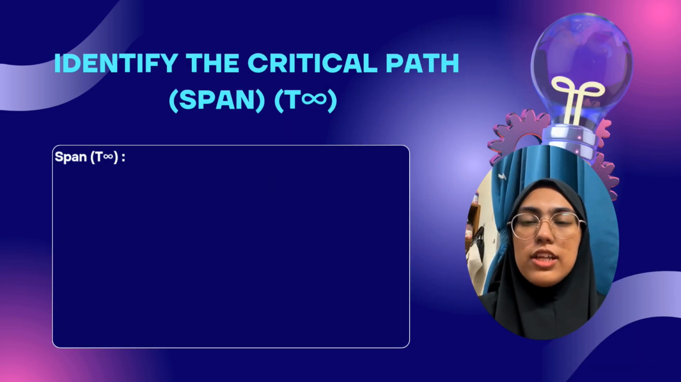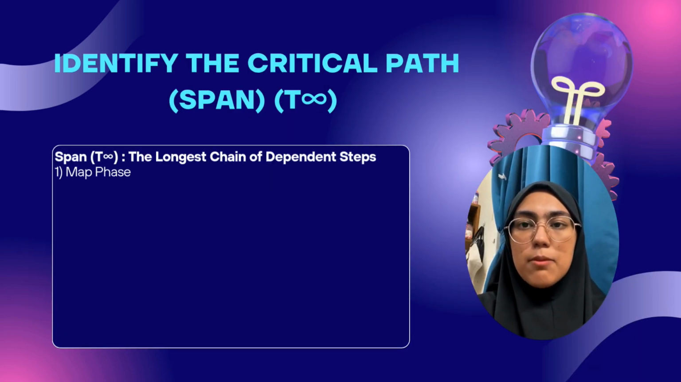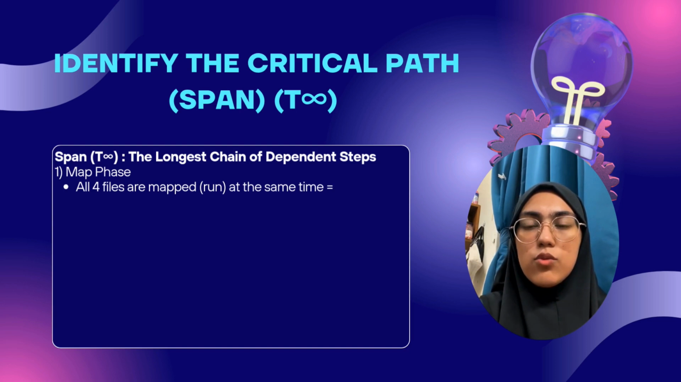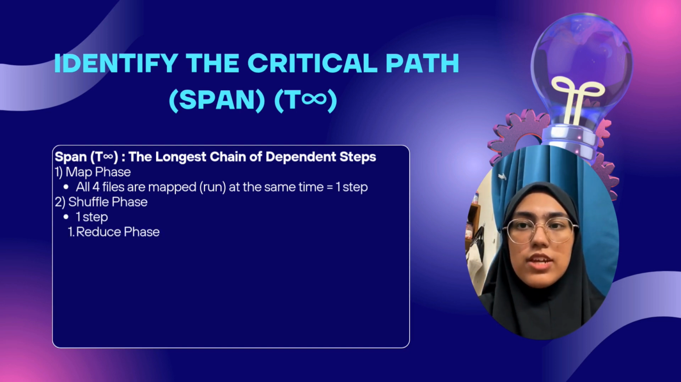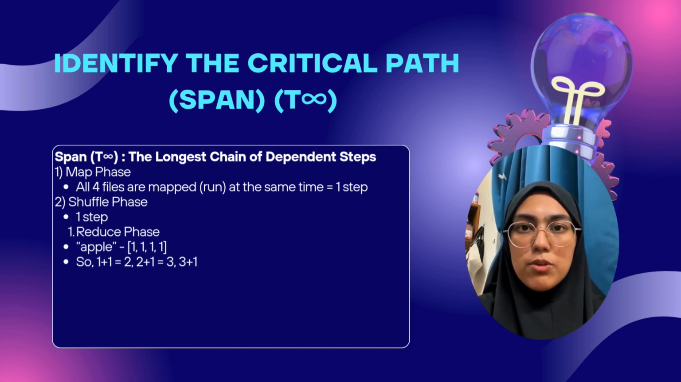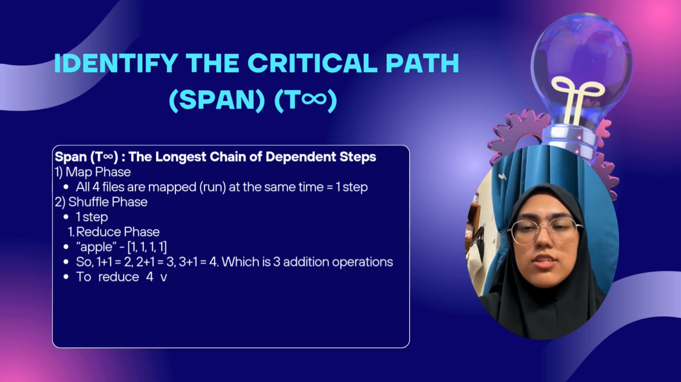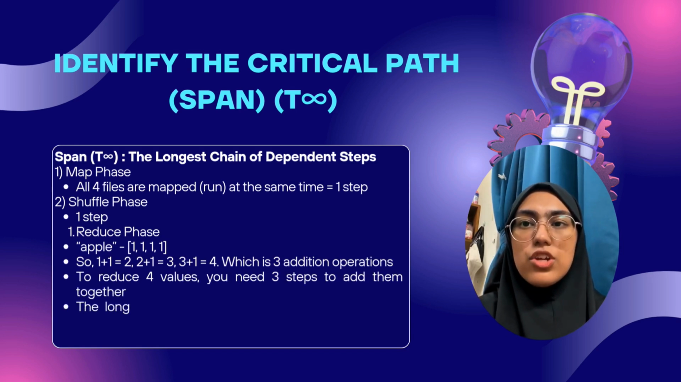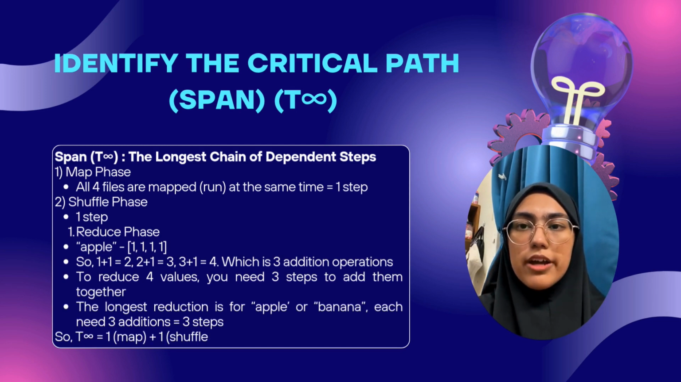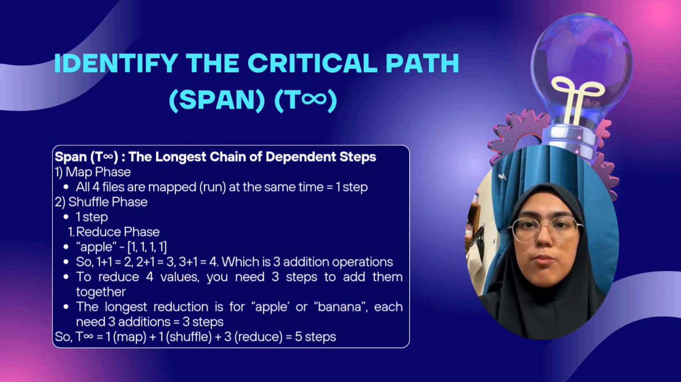Now, let's find the critical path, which is the span. For the map phase, all files run in parallel, which is 1 step. For the shuffle phase, we do grouping, so it will also be 1 step. And the last step, which is the reduce phase, the longest chain is 3 additions for either apple or banana. So, span equals 1 plus 1 plus 3, which is 5 steps.